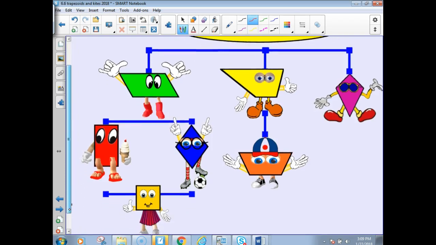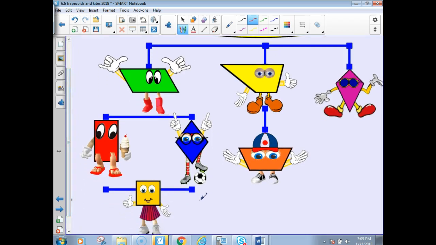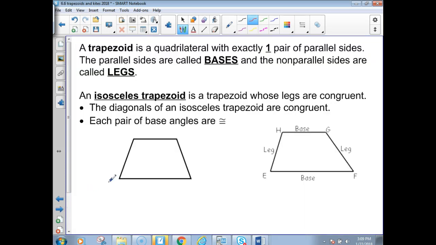We have talked about all of the properties of all of these shapes, all of the quadrilaterals. Parallelogram, rectangles, rhombus, or rhombi, squares. Trapezoid, isosceles trapezoid, and a kite. We already found out that the diagonals of an isosceles trapezoid are congruent. This one is your isosceles one.